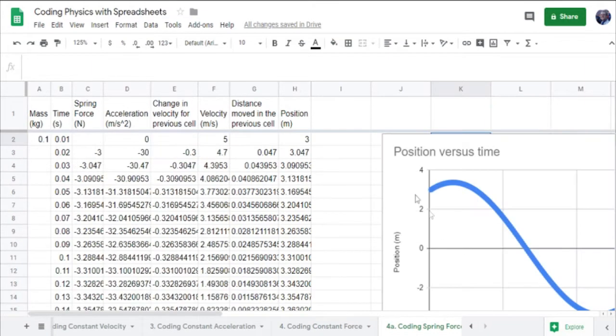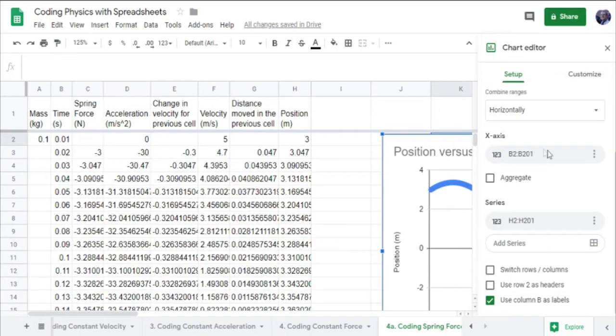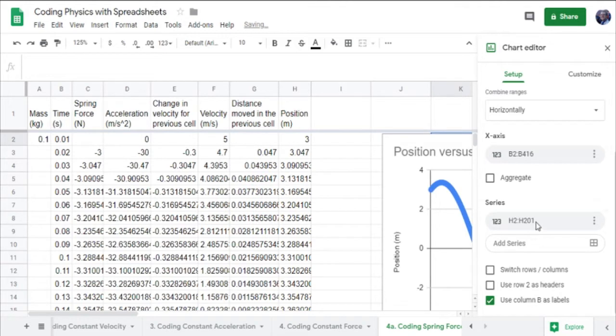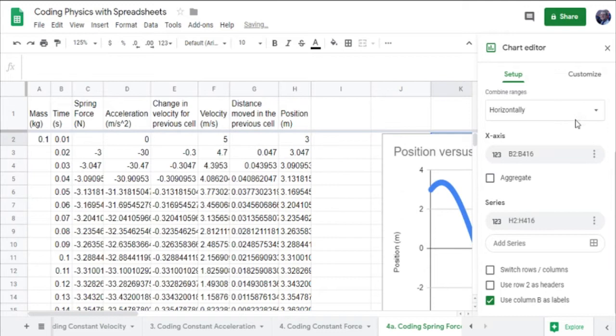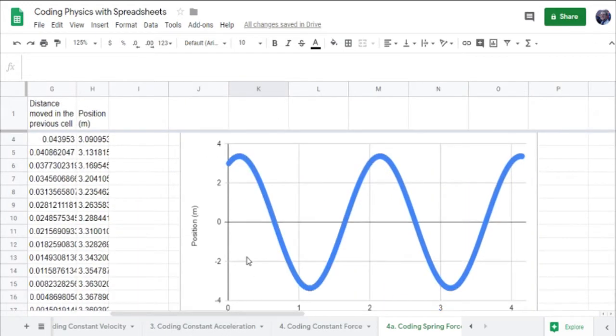All right, so we're going to come to our graph here. We're going to go to data range. That's an important thing to learn how to do. Let's see, so this was what, 416? So we'll change that to 416. We'll change this one here to 416. There we go. What you notice is you get a cosine graph.